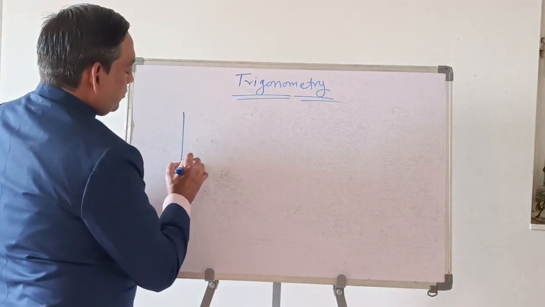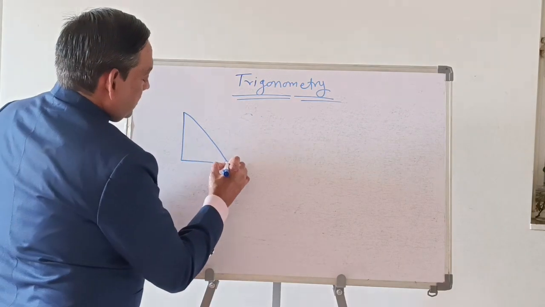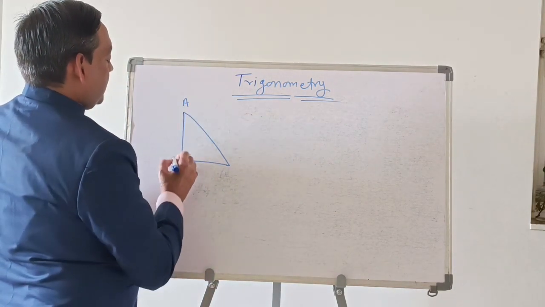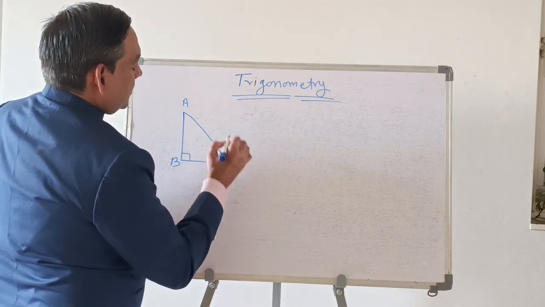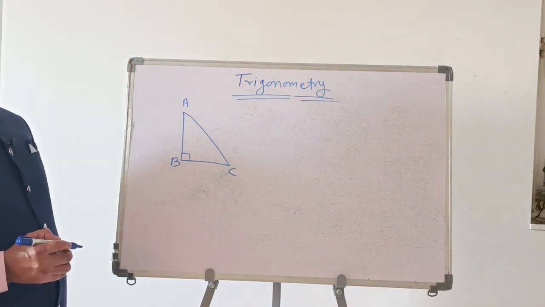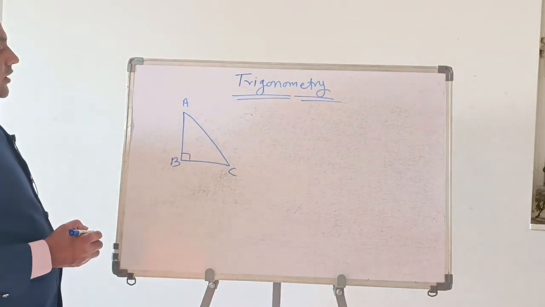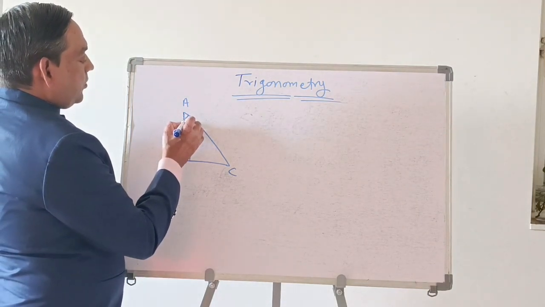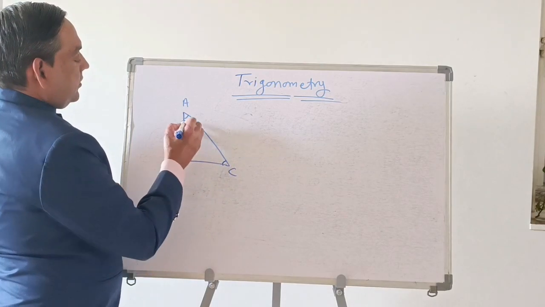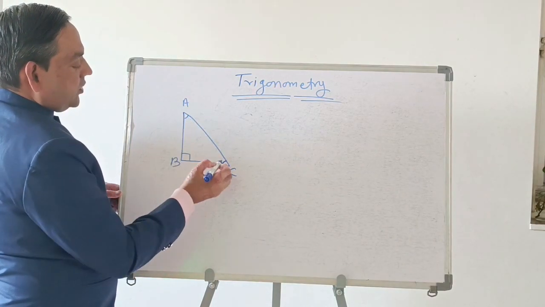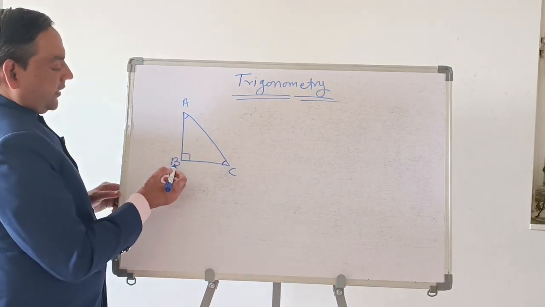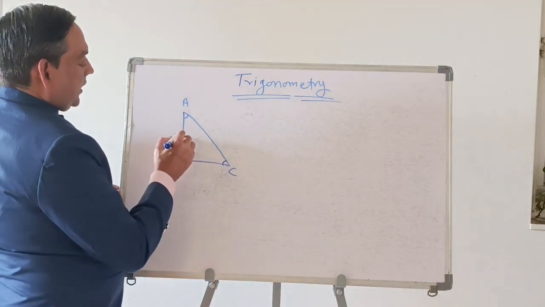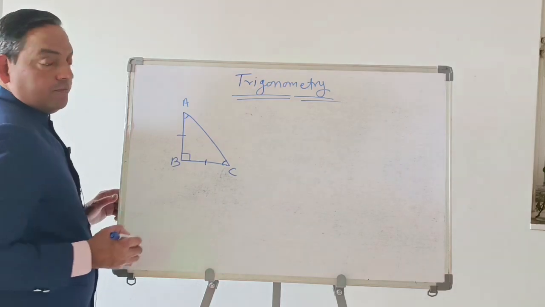Now suppose this one triangle is given. It's a right angle triangle, as we discussed last class also. Basic trigonometry works for the right angle triangle. So in ABC, if angle A is equal to angle B and angle A is equal to angle C, that means these two sides are same.